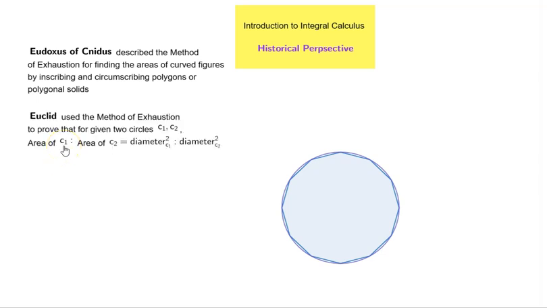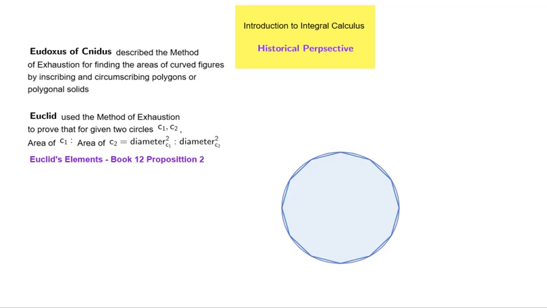Euclid, around 2300 BC, used the method of exhaustion to prove that for two given circles C1 and C2, the area of C1 is to the area of C2 as the ratio between the squares of their diameters. So he basically looked at ratios. And this he described in Euclid's Elements, book 12, proposition 2.